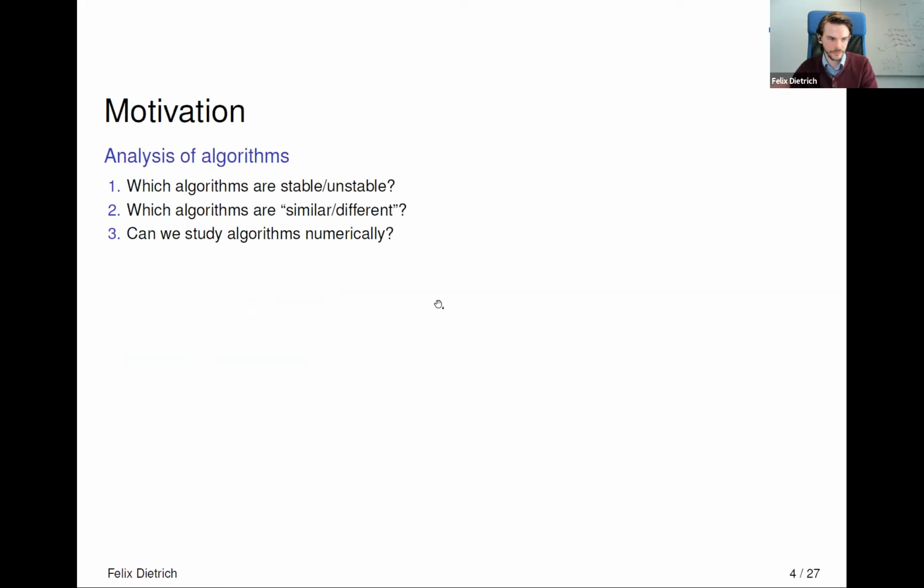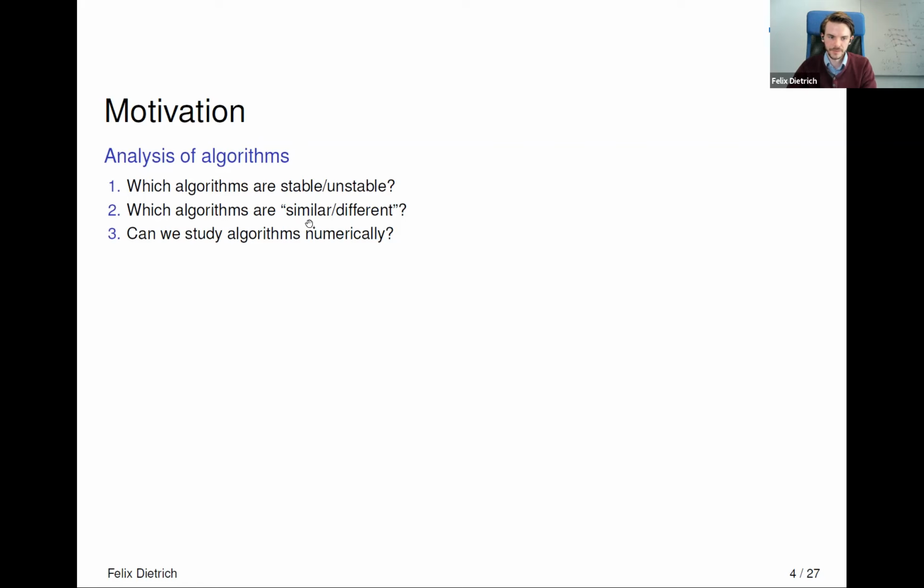So why do we want to study algorithms in general? Well, we certainly want to understand which algorithms are stable or unstable, right? Because using unstable algorithms for any problem is usually a bad idea. So we want to sort these out and understand at least in what part of the domain algorithms can be stable, where we can use them. And a bit more refined is the second question: which algorithms are actually similar and different?